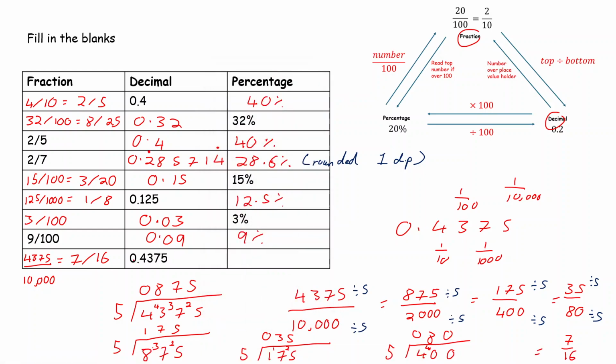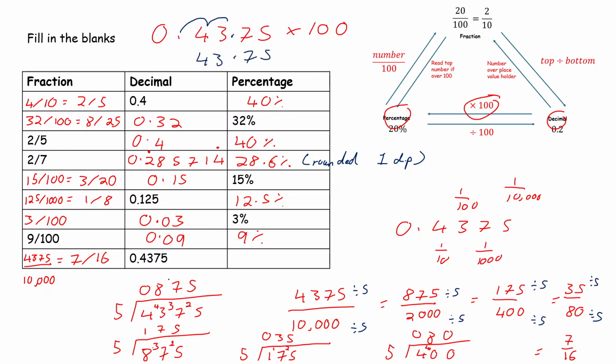And now to get this fraction into a percentage, well, it's going to be easier to go from decimal to a percentage by simply multiplying through by 100. Okay, so it's going to be 0.4375 times by 100, okay, which means your decimal point is going to be effectively going up here by 2 spaces because you've got 2 zeros, okay, to give you 43.75%. So there we go, 43.75%.